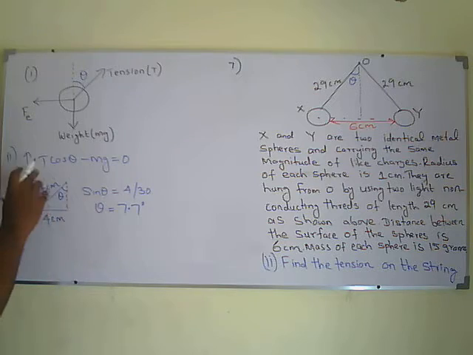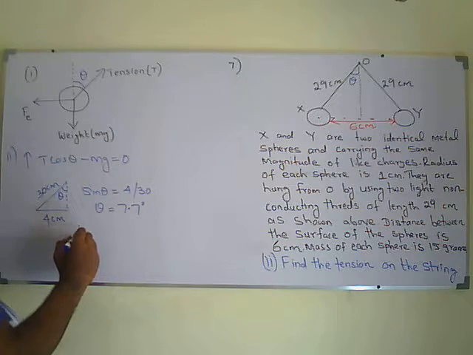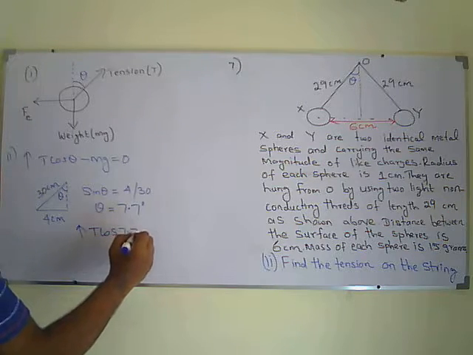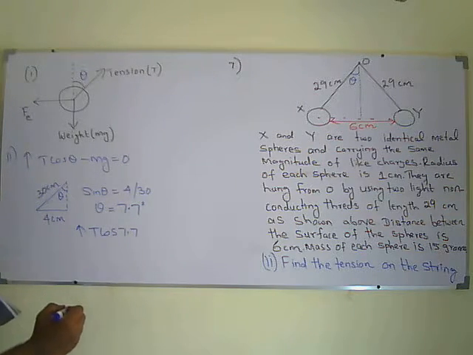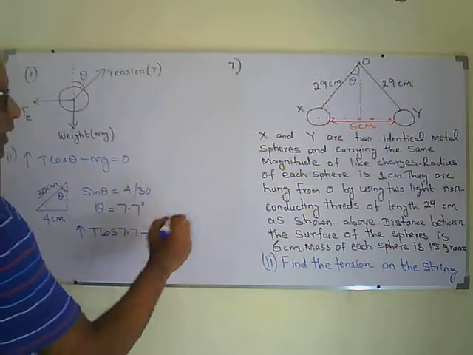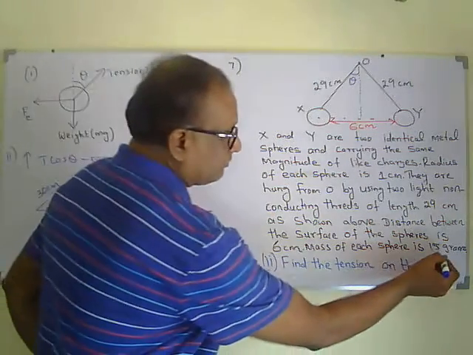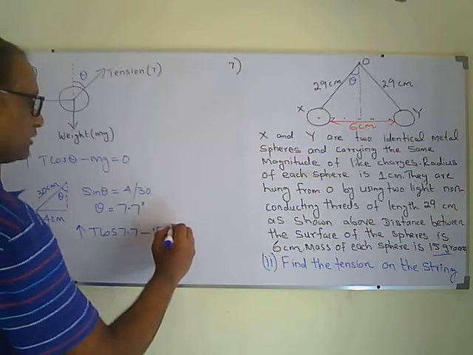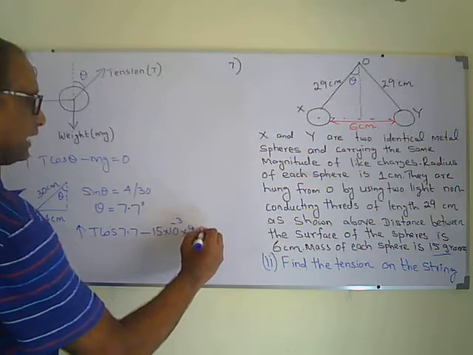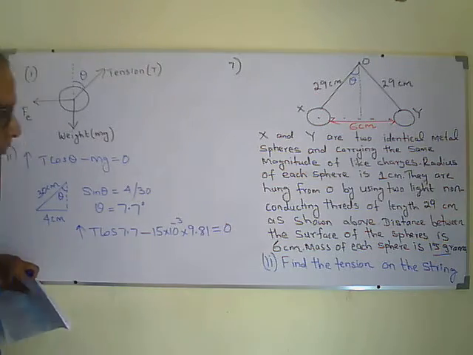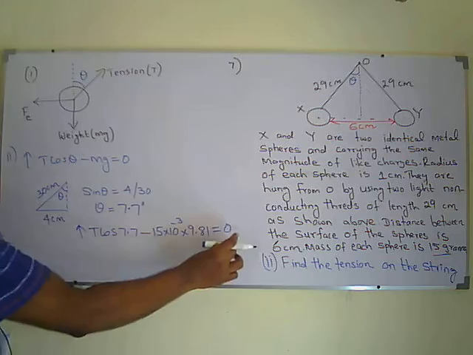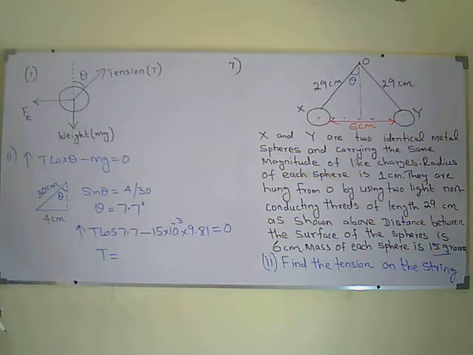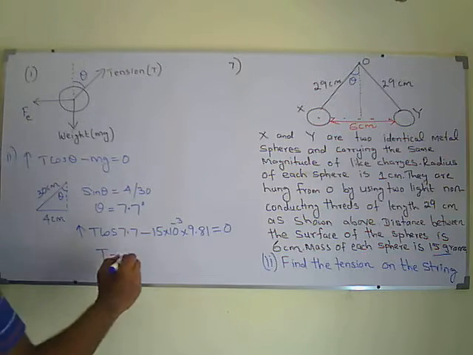Now use this equation. Vertically, T cos 7.7 minus the mass, which is 15 grams, so 15 times 10 to the power minus 3 to convert to kilograms, times 9.81, equals 0. You know how to solve it. Take it to the right and divide by cos 7.7. You will get the tension equal to 0.15 Newton.